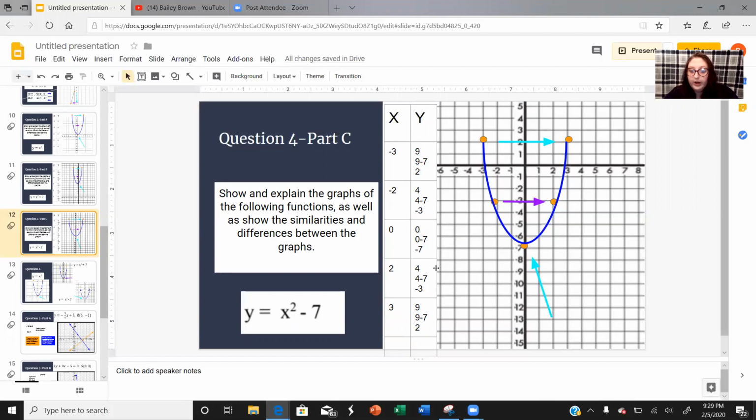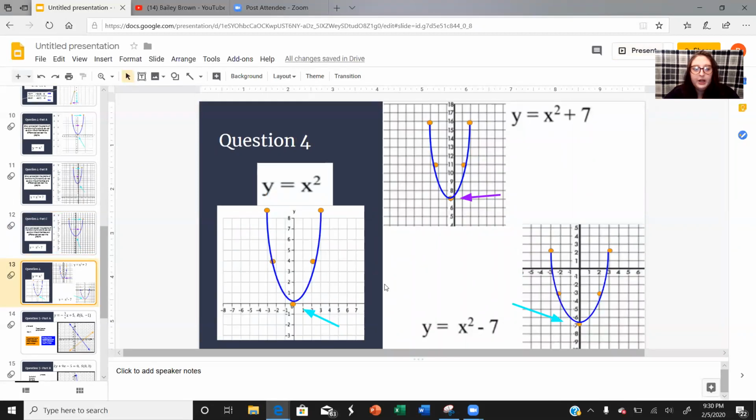2 squared is 4, and 4 minus 7 is -3. So we're going to go over to 2 and go down 3 because it's a negative. And then again with the 3, 3 squared is 9, 9 minus 7 is 2. So our point is going to be over 3 to the right and up 2. And we're going to connect all of the dots. Notice again where the very bottom point is. It's down here at -7, and the dots still line up.